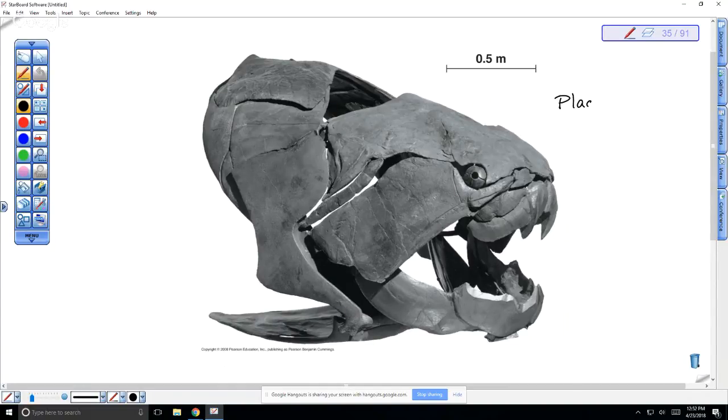So these are the placoderms. And this means that they have plated skin. Typically placoderm. Right? And so they actually had these bones that covered their head. The rest of their body didn't have this bony covering. But you can notice that they even have bony plates around their eyes. So these are extinct, but they're observed in the fossil record.